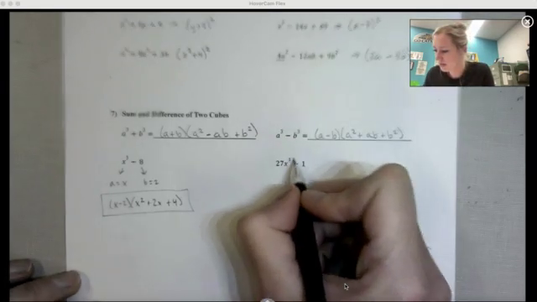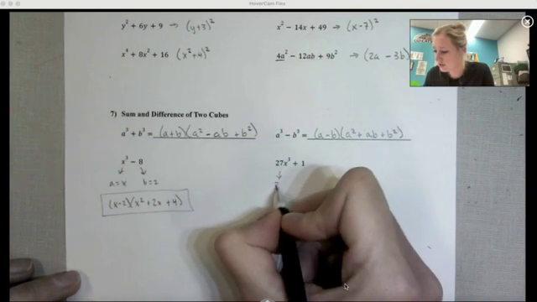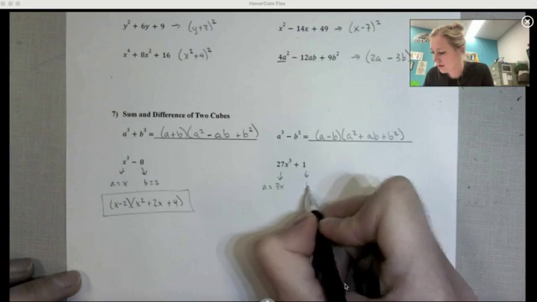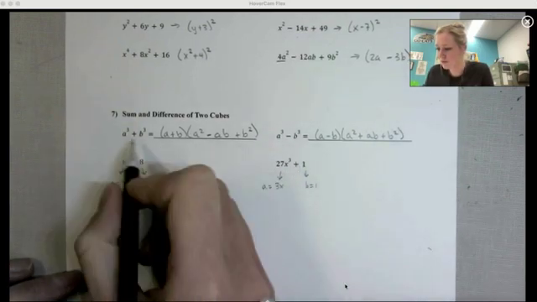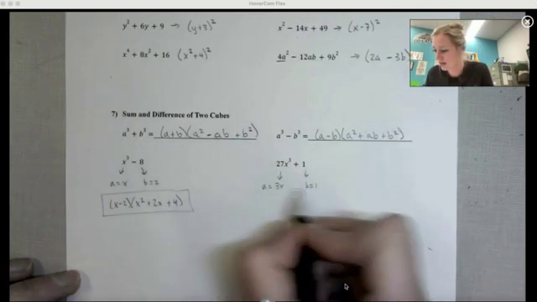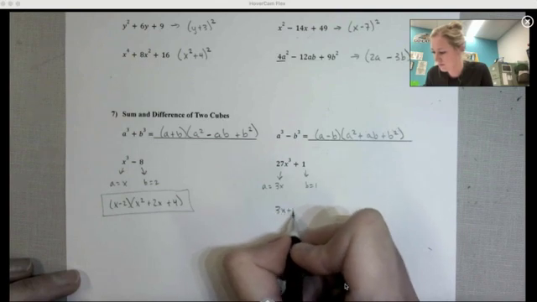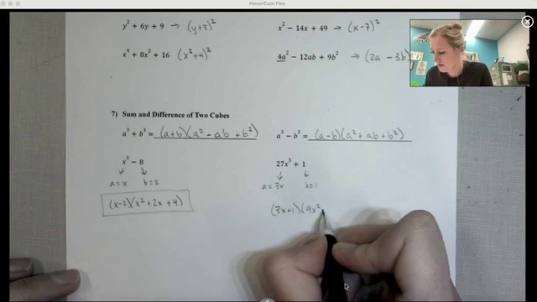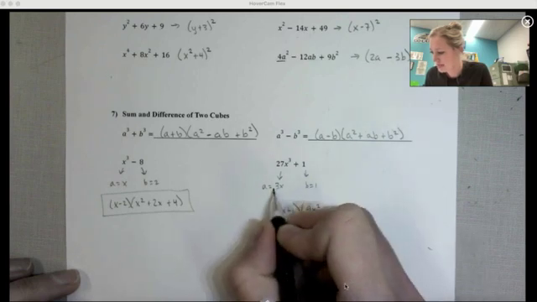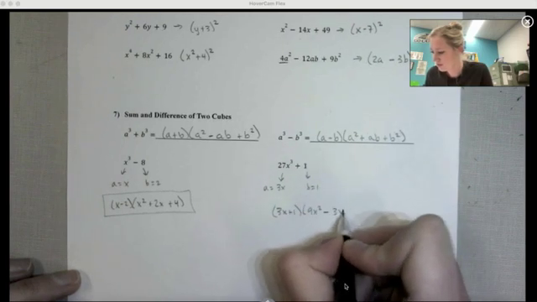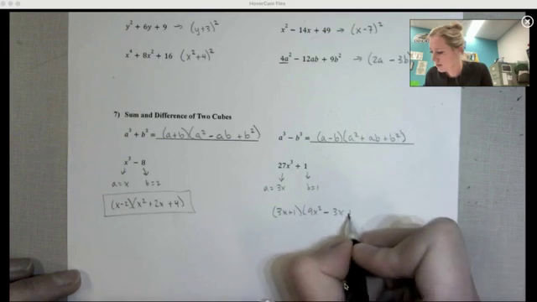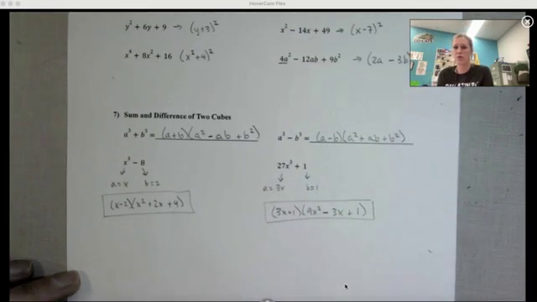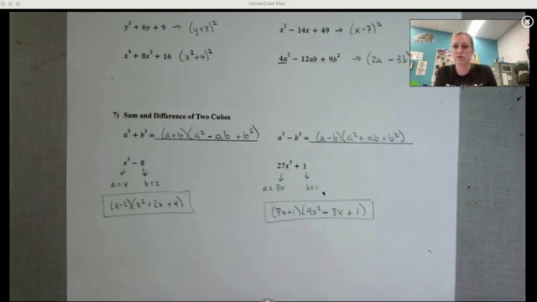Okay, this one, same thing. Can I take the cube root of this? I can. It's 3x. That's the a. Cube root of 1 is just 1. Okay, this has addition between, so it's going to follow this format. So I've got 3x plus 1. 3x squared is 9x squared. Minus a times b, so 3x times 1 is 3x, plus b squared, which is 1 squared, so that would be our factor. Okay, that's all for day 2 factoring review.